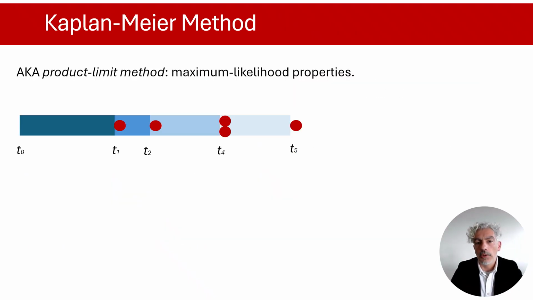I will now introduce the Kaplan-Meier method to analyze continuous time event occurrence. This is also known as the product limit method, but one of the advantages is that it also has maximum likelihood properties, and that's one of the reasons why it has become quite popular.